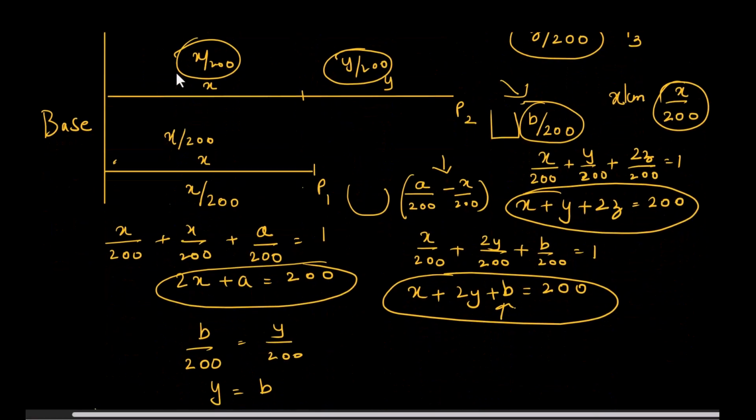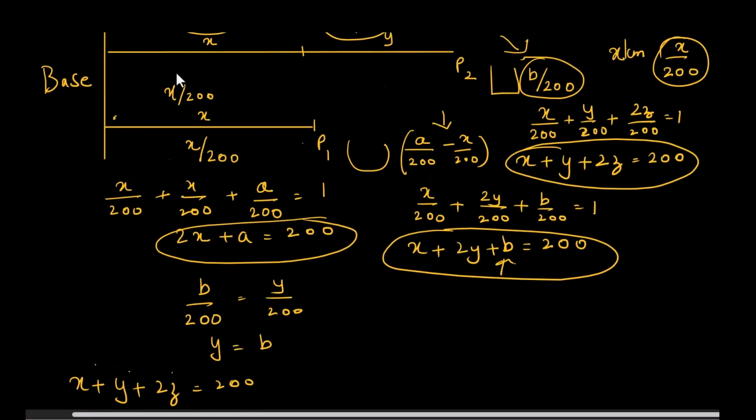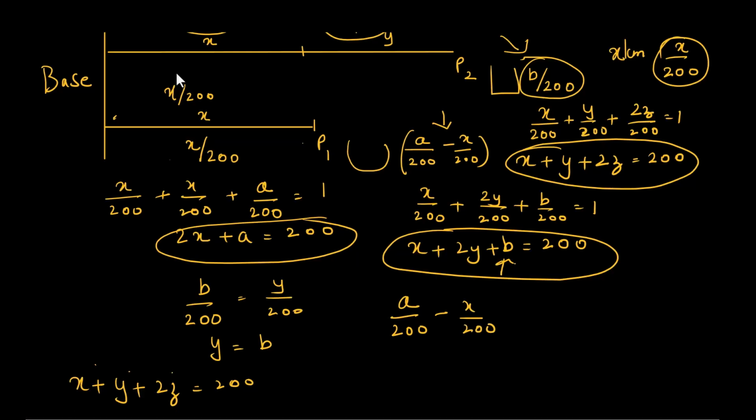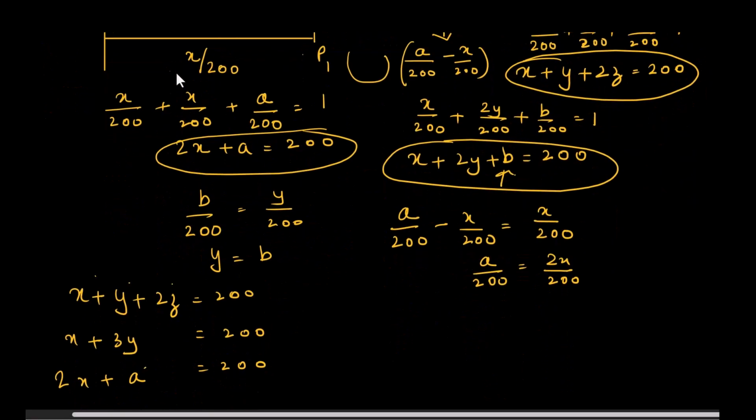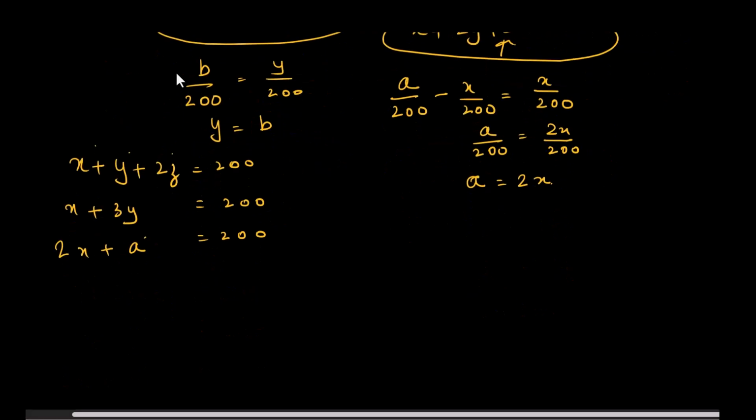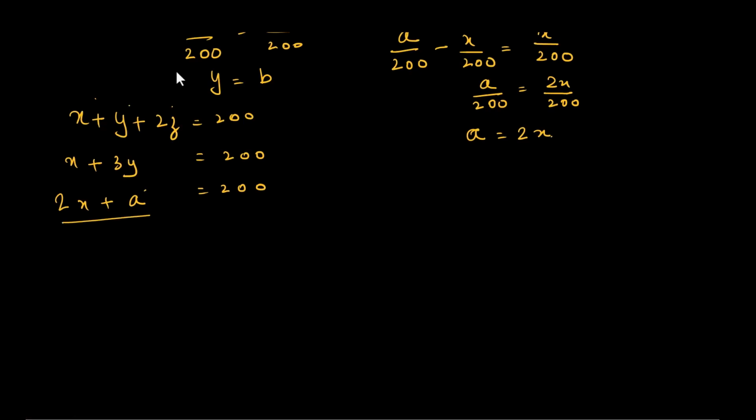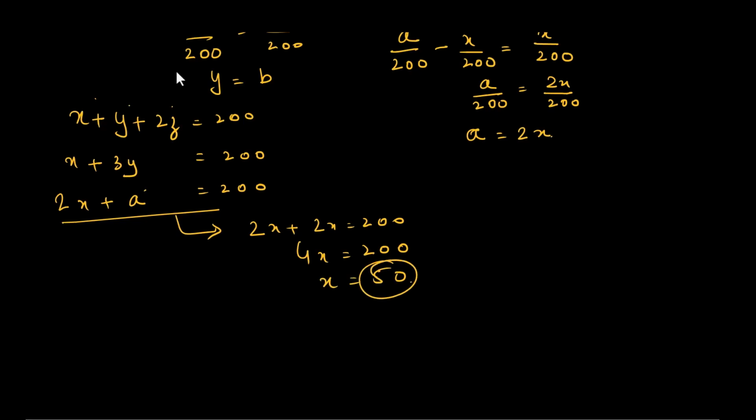X by 200. And therefore, can I simply say that the amount of fuel that is left at P1 is equal to the amount of fuel required to go back to the base? And therefore, from here, I can simply say that A is equal to 2X. What does that do? Well, if A is equal to 2X, this equation will now become 2X plus 2X is equal to 200. That tells me that 4X is equal to 200, and the value for X is 50.